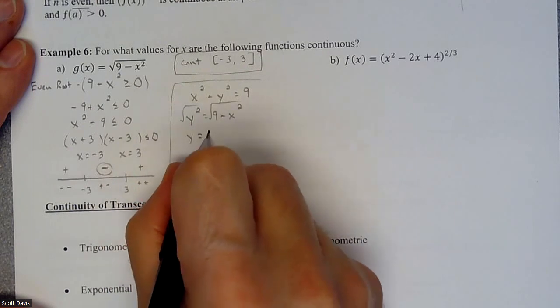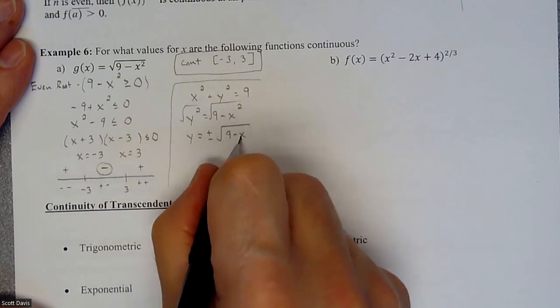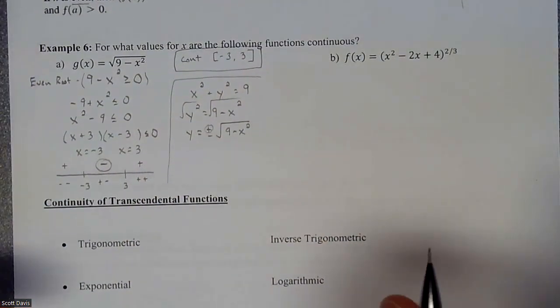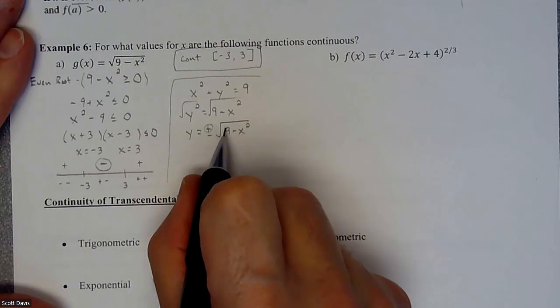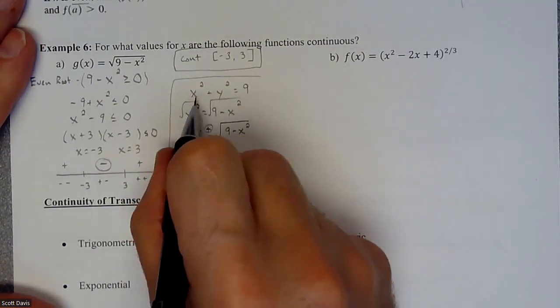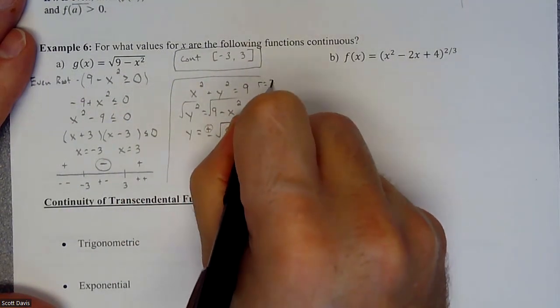Technically I'd get a plus and a minus 9 minus x squared, and this equation is just focusing on the positive. So what that graph actually looks like is recognizing what this graph looks like. This is an equation of a circle with a radius of 3.